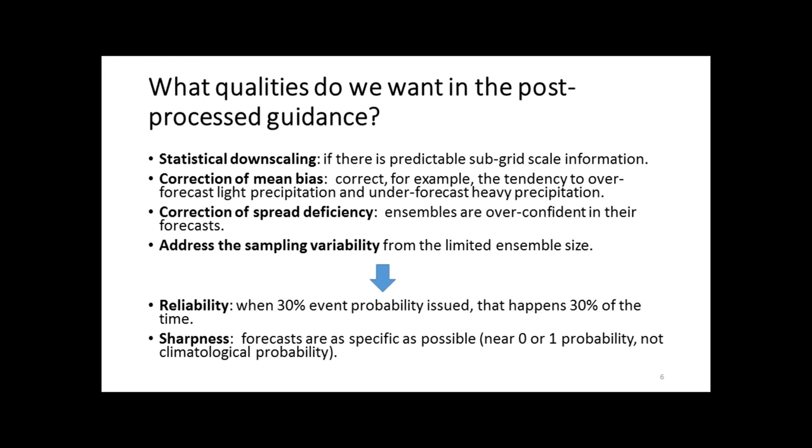So when you issue a 30 or 40% probability, looking after the fact, the event occurs 30 or 40% of the time. And you want these forecasts to be as sharp as possible. A climatological forecast is reliable in the large, but it's not sharp in the sense of giving you useful information, tending towards being a zero forecast, that really the event is not going to happen, or a one, the event really will happen. The more you can make things towards binary, the more useful they are for making an actionable decision, presuming that's still reliable at the same time.